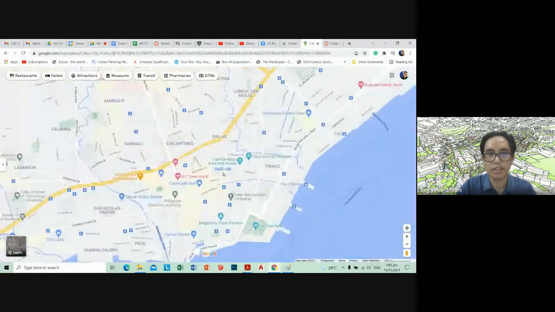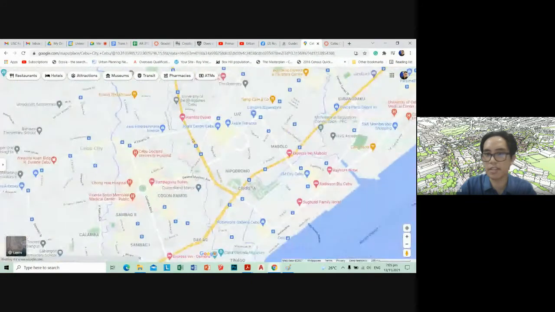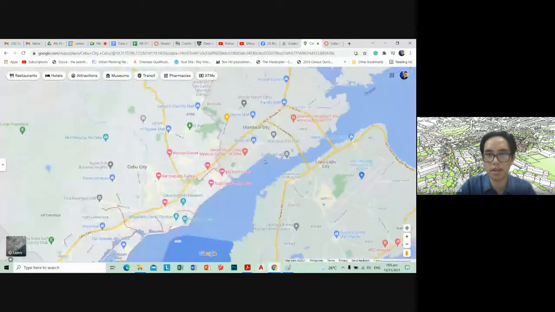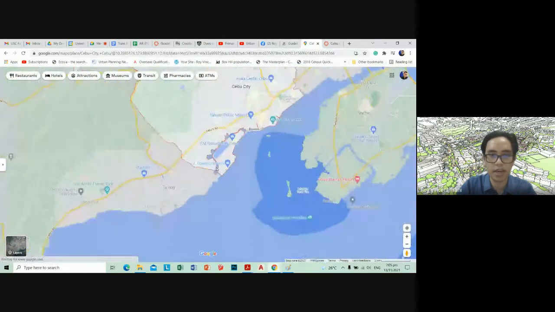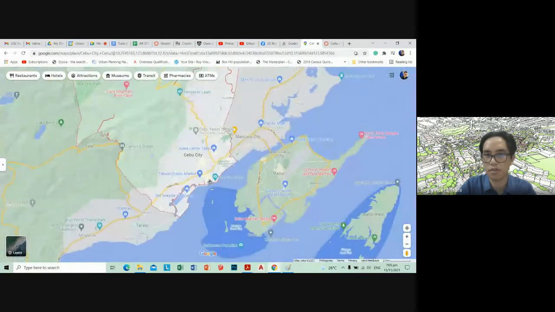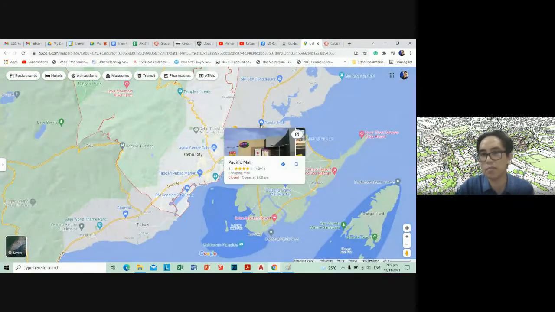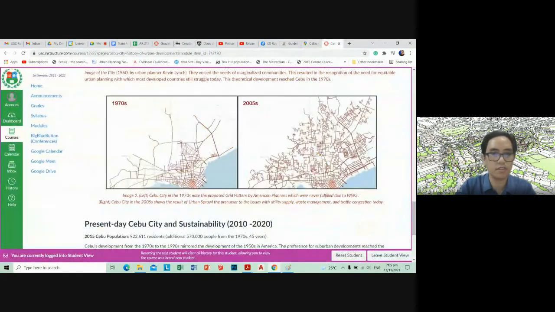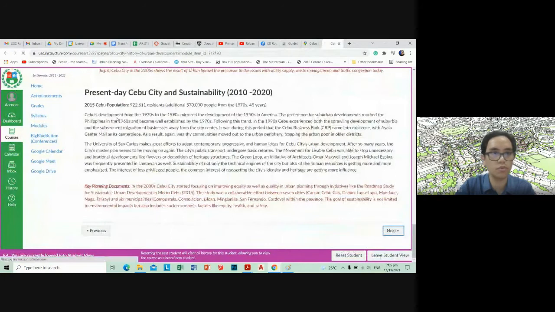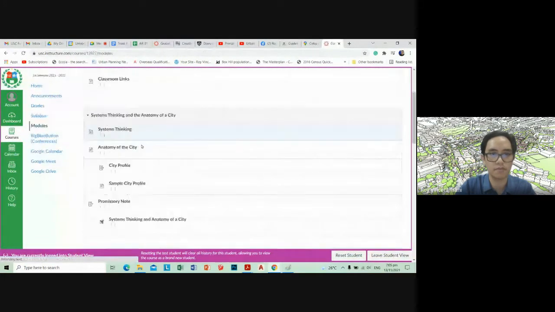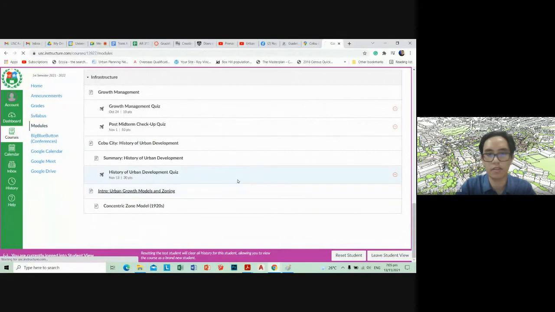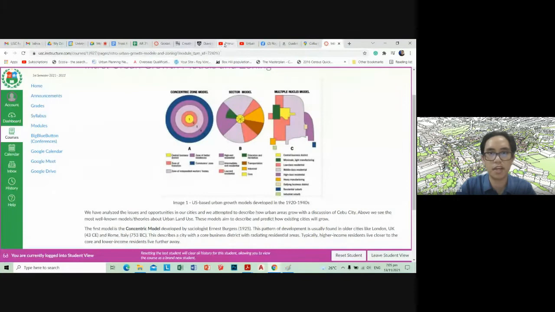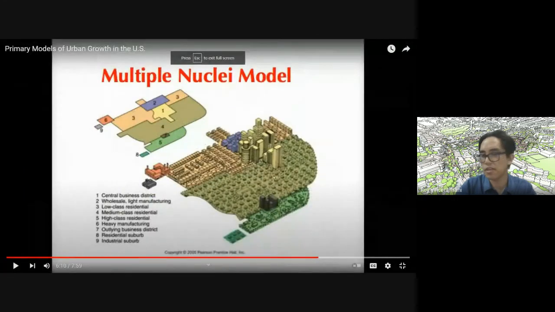And then the new business center is very clearly Ayala, or like IT Park. And then you can even classify Mandaue City and Talisay City as new centers of growth. So it's becoming that multiple nuclei sort of model. And then over here, I think modules will be faster. If we look at the multiple nuclei model, it's really following that pattern.